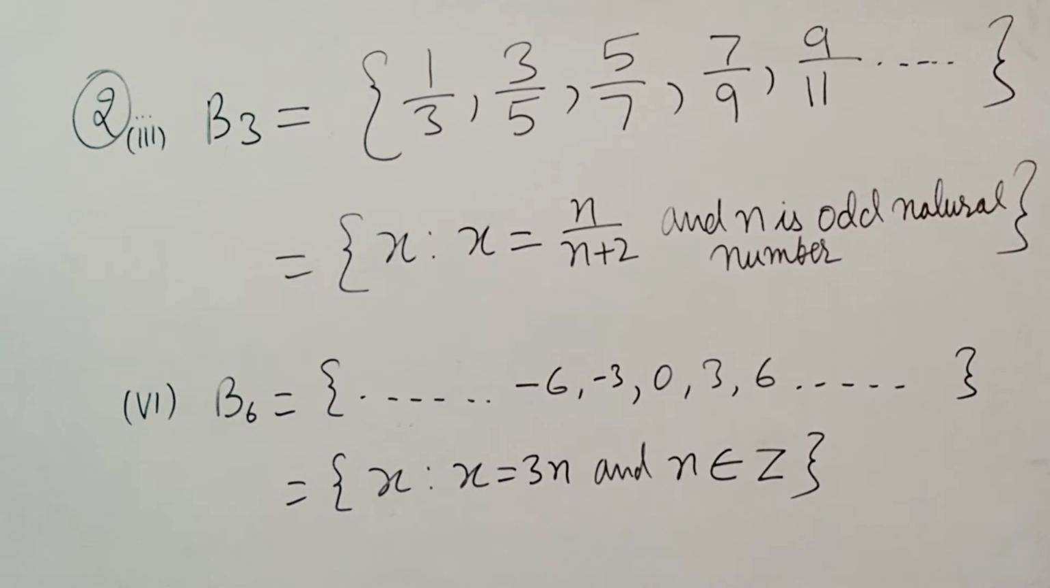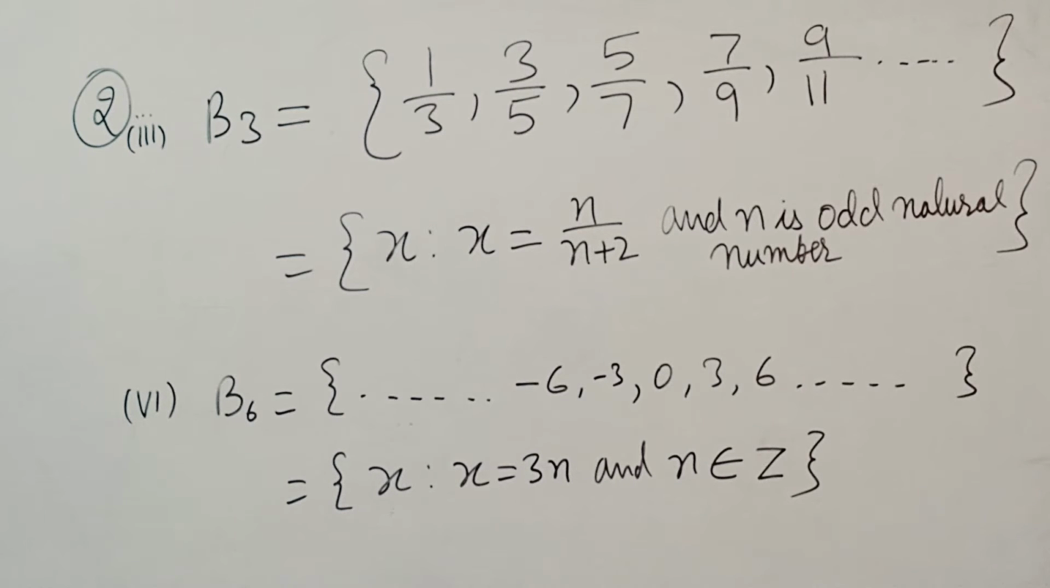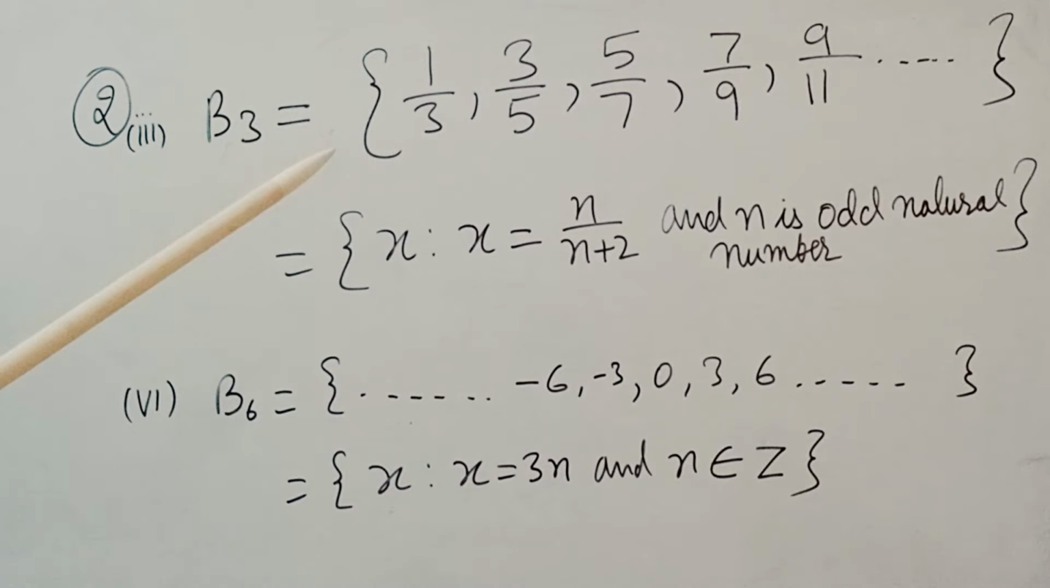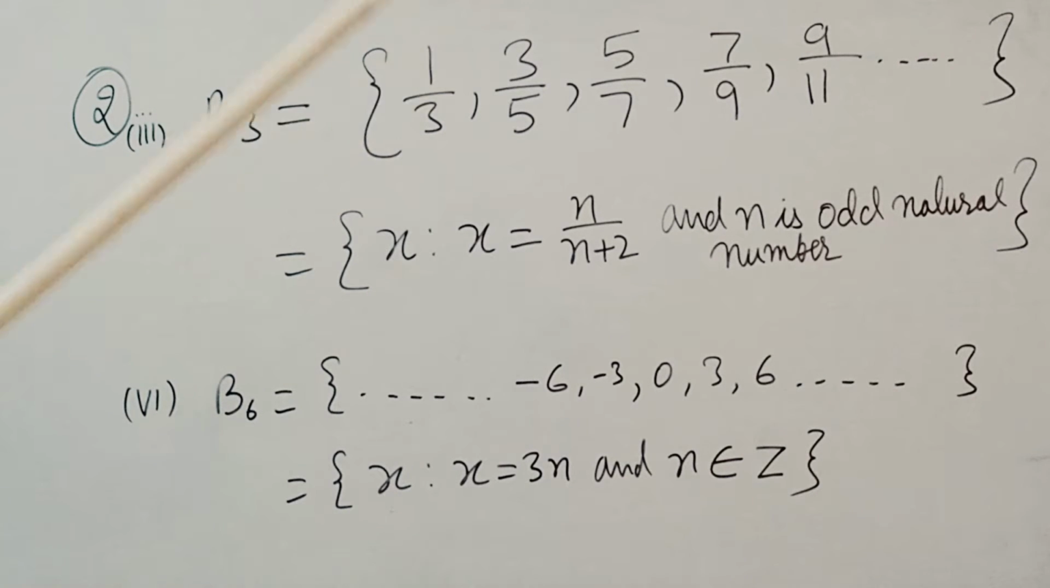Children, I am taking question number 2 of exercise 6a, in which we have to write the following sets in set builder form or rule method form. So here we have the set B3 equal to 1 upon 3, 3 upon 5, 5 upon 7, 7 upon 9, 9 upon 11, that is in roster form. So we will convert it into set builder form.